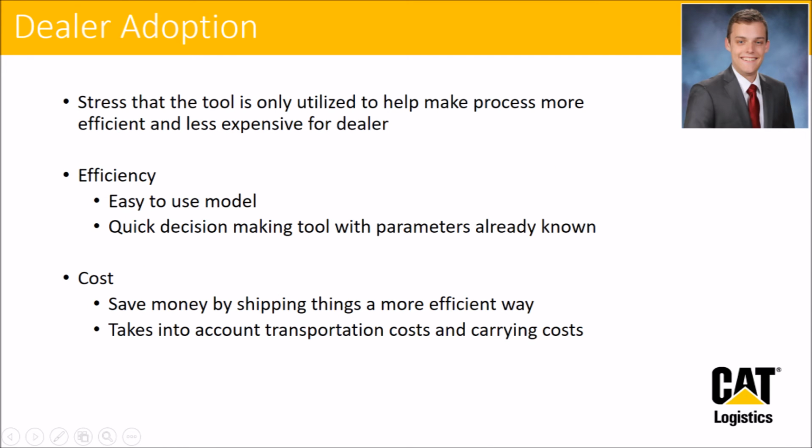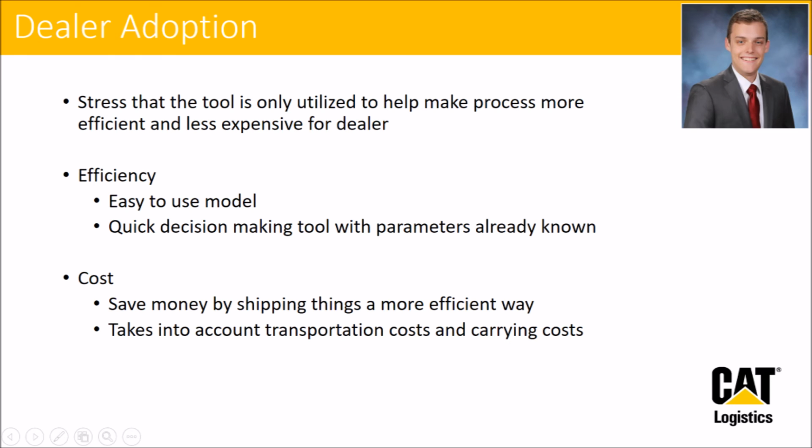After developing our model, we recognize the risk that dealers may not be as excited or interested in adopting our model as we are. However, we believe that we can make dealer adoption more successful if we can stress that the model will only be utilized to help improve their current operations. We can stress that the model will increase their current efficiency as it is easy to use and allows them to make quicker decisions by utilizing parameters that they likely already know.